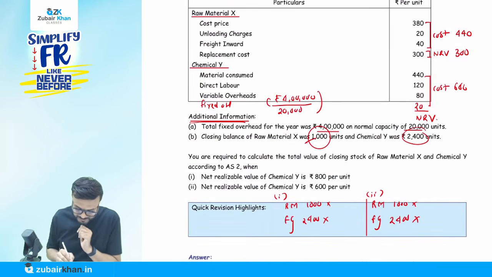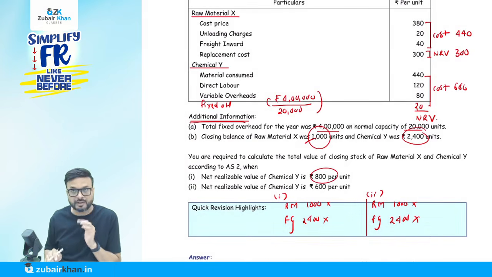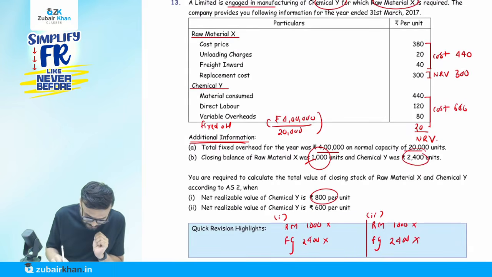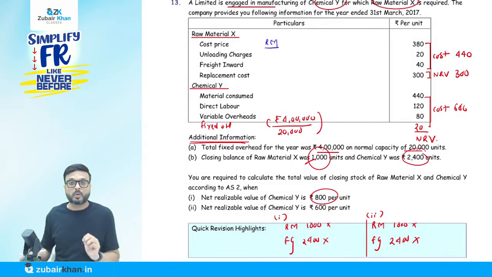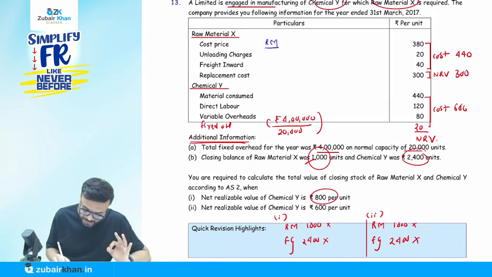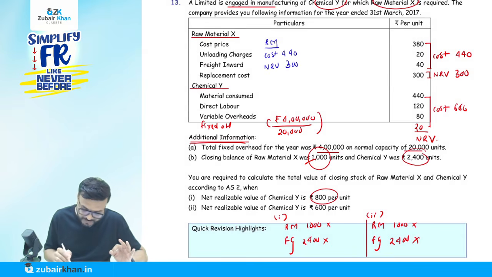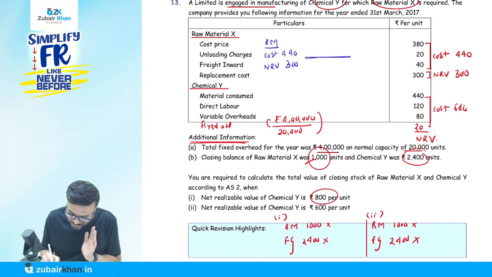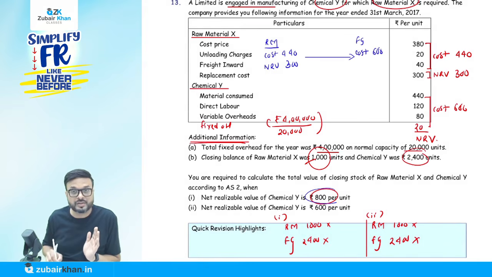In the first case they say the NRV of chemical Y is 800. Very simple. Listen carefully. If I say now this is the raw material, what is the cost of the raw material? 440. So I say the cost is 440. How much is the NRV? The NRV here is 300. So don't just say take the lower. We have to see the finished goods position. I go to finished goods. What is their cost? We have calculated 660. What is their NRV given in the first situation? 800. NRV is given as 800.